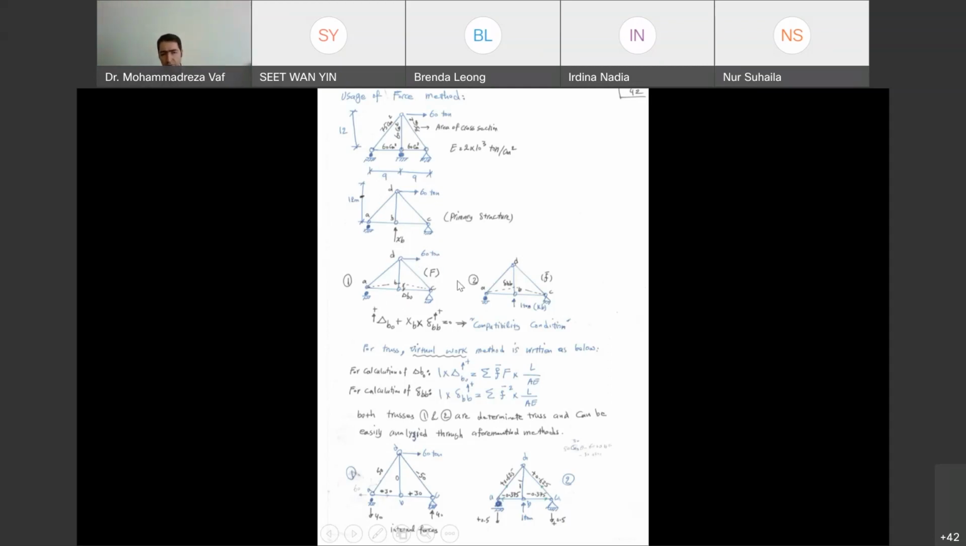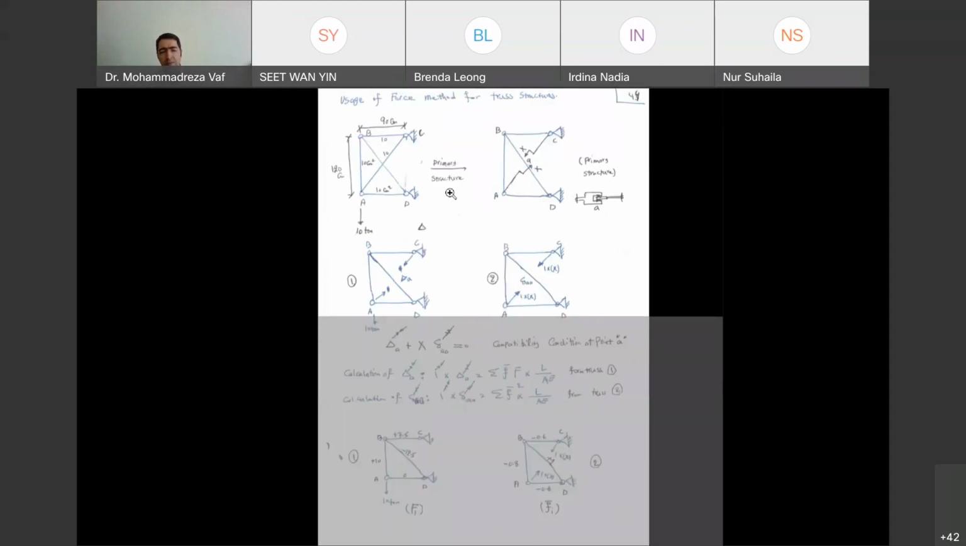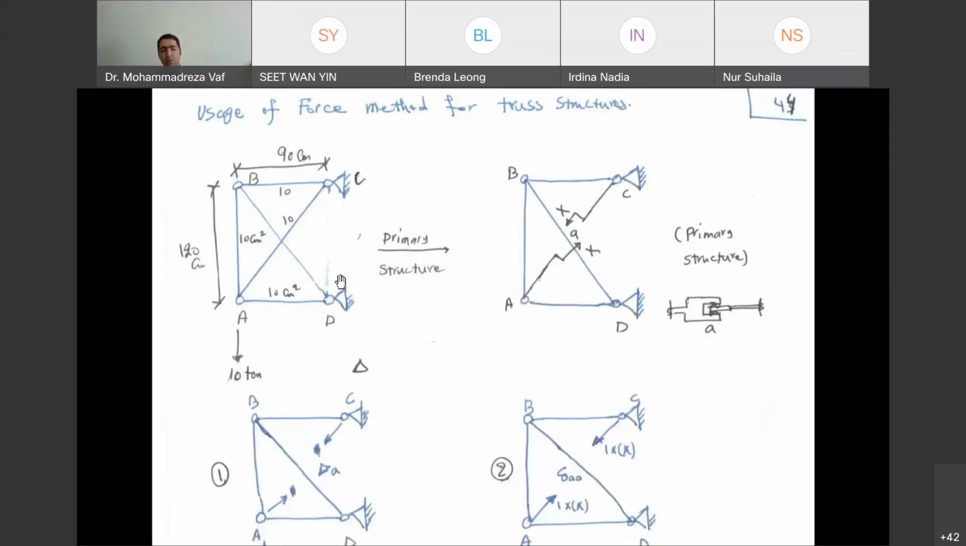Okay, so this one was for the truss where the external support reaction is selected to be redundant. But in trusses, it is not always that we select the external support to be a redundant structural element.